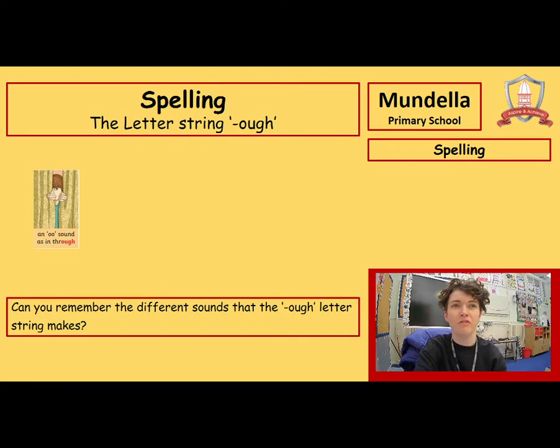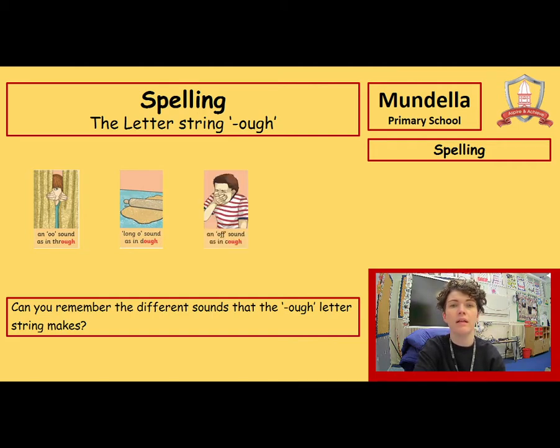Well done if you got this one right. Yes, that it makes an oo sound, as in through. It can also make a long O sound, as in dough. Yes, it makes an off sound, as in cough. And finally, we looked at how it makes an up sound, as in rough.